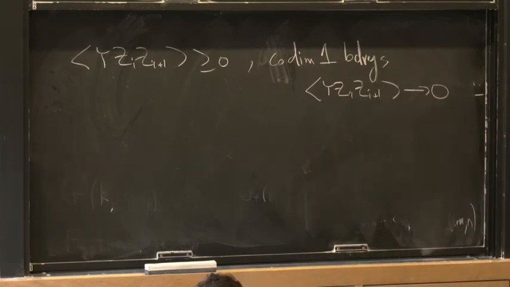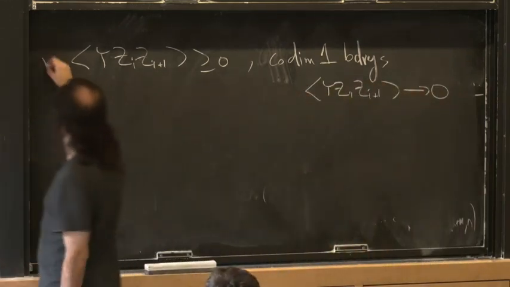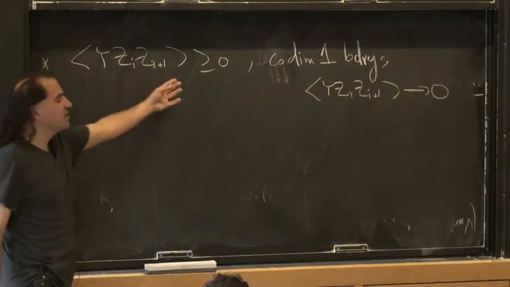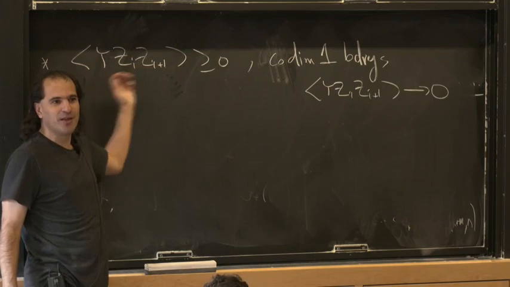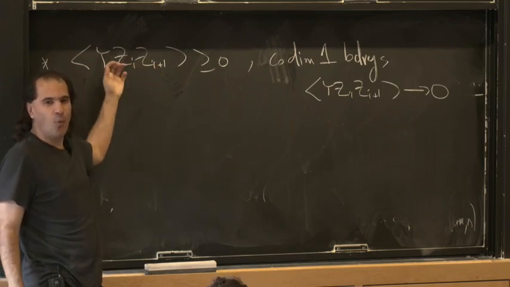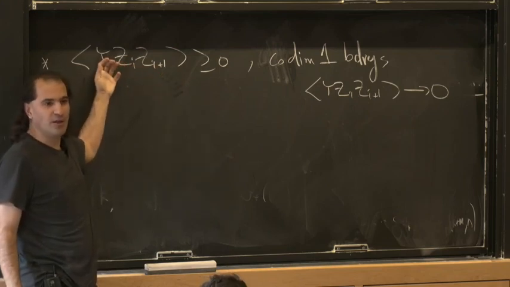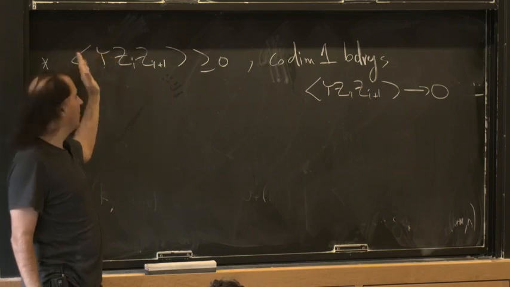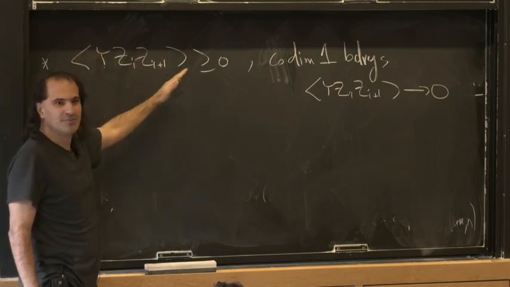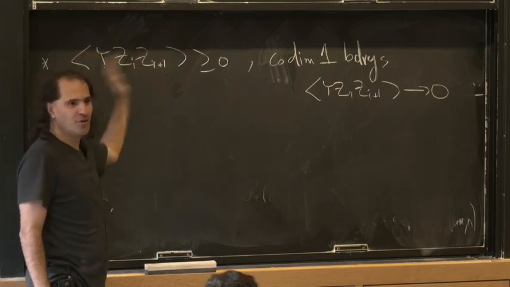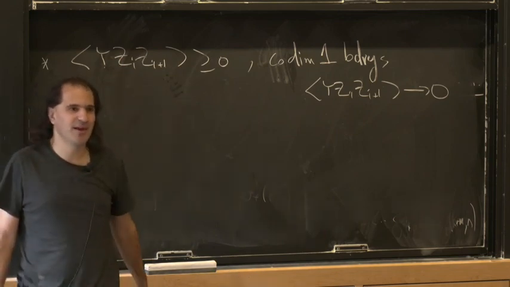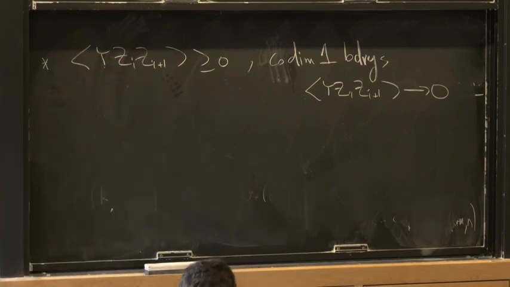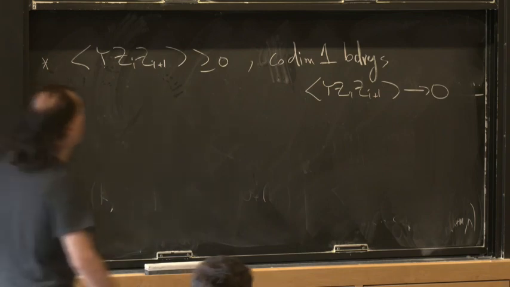And the fact that this is positive also tells you the map is well defined. If y was not a full k-dimensional plane, then this bracket would be 0. So this also tells you that the map is well defined.